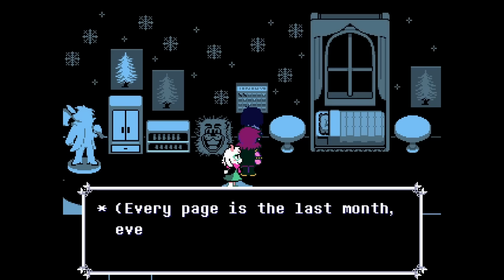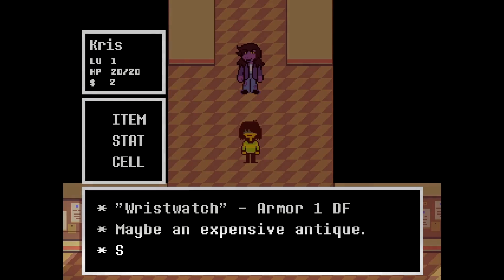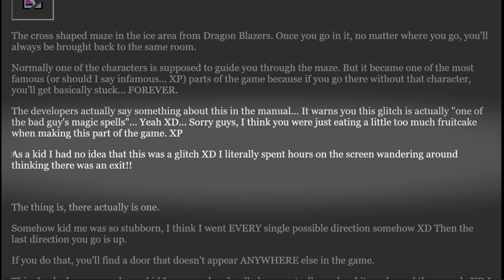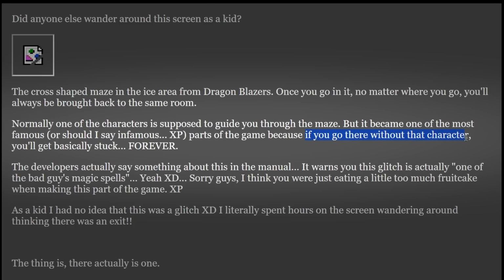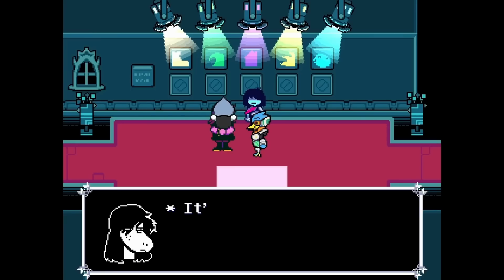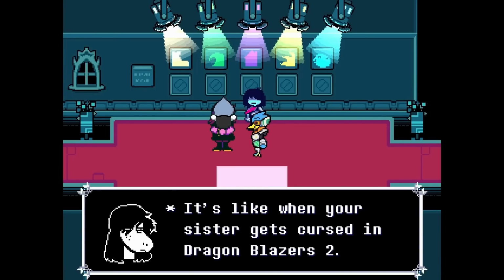Every day on the calendar is December holiday. The time on her wristwatch is stuck at December holiday. As a kid, she got trapped in the ice maze in Dragon Blazers because she didn't have the guidance of another party member. Maybe the sister that Susie said can be cursed in the sequel?